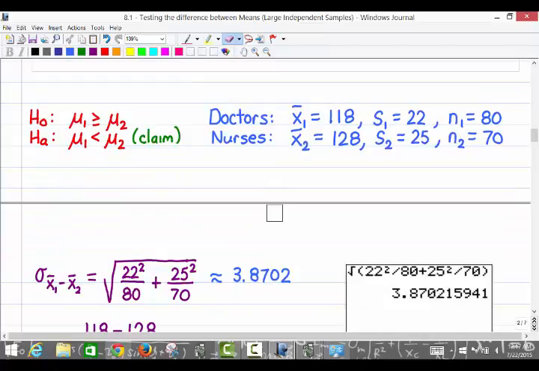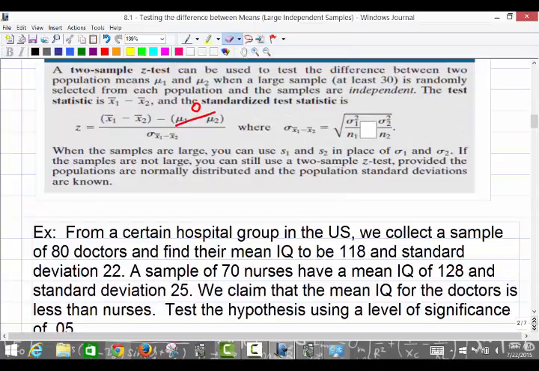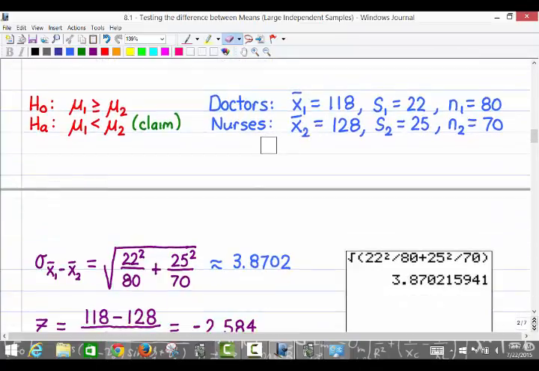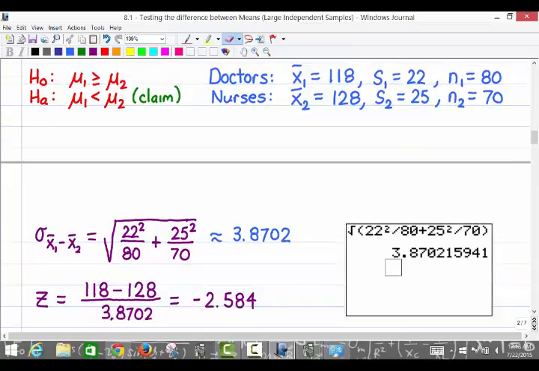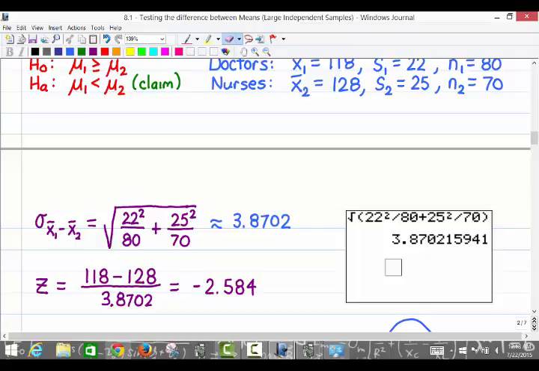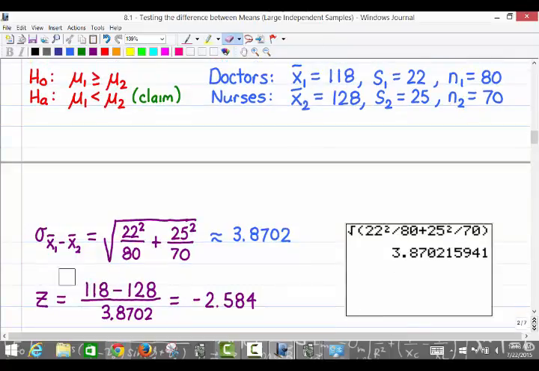Now let's apply it and see what happens. So calculate the standard deviation. We follow that formula from back up here. It's the square root of the first standard deviation, 22 squared, divided by that n, which is 80, plus the second standard deviation, 25 squared, divided by that n, which is 70. That's roughly 3.8702, which you can see over here in the calculator box. Once we get that, we're good to go for the z. So the group 1 mean, x1 bar, is 118, minus the group 2 mean, 128, divided by that standard deviation we just calculated right here.